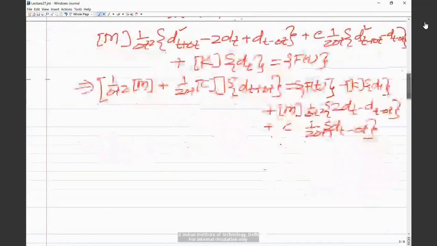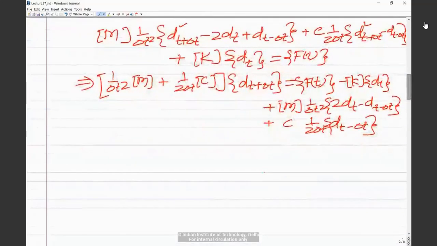Now even with this, when you see the starting time, when we have the solution at t equal to 0 and we want to get the solution at delta t, then in the equation, if you see t equal to 0, you will have d at minus delta t. So how do we get that? There is a starting difficulty in the central difference technique.